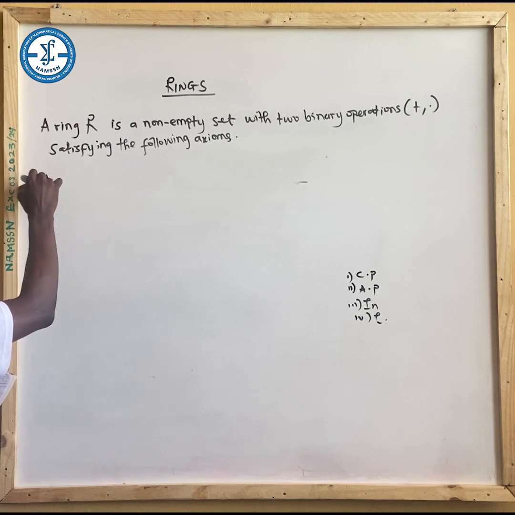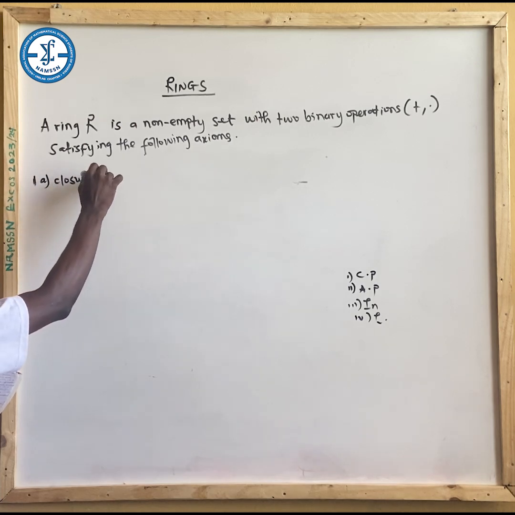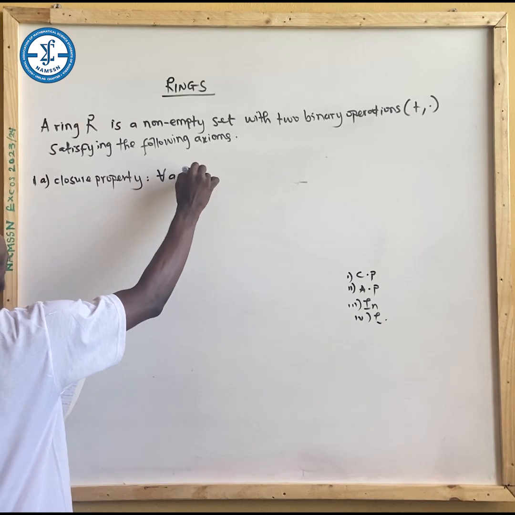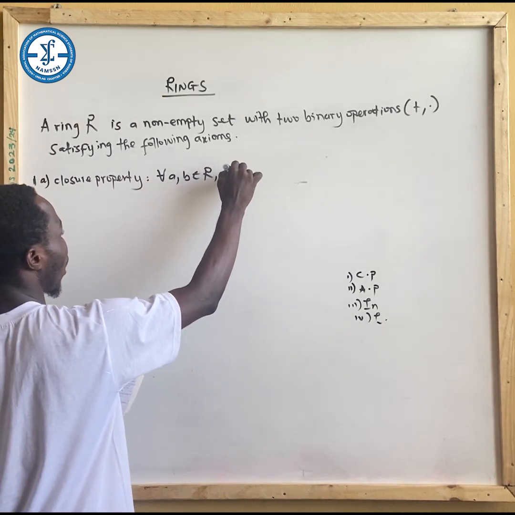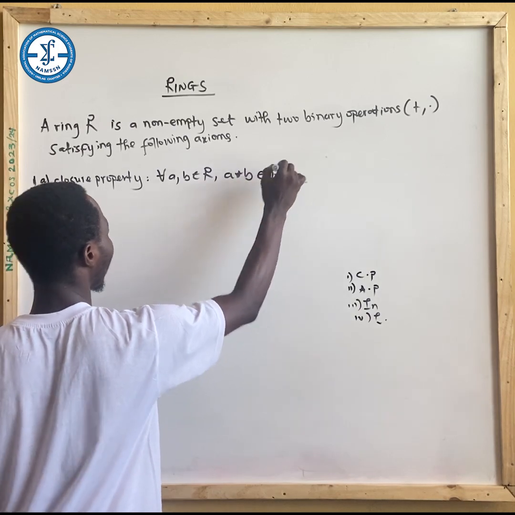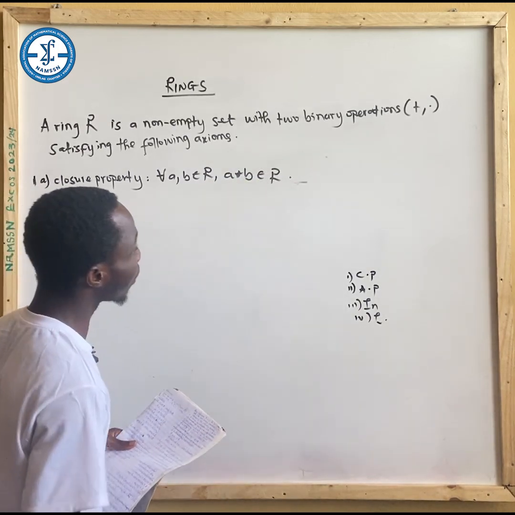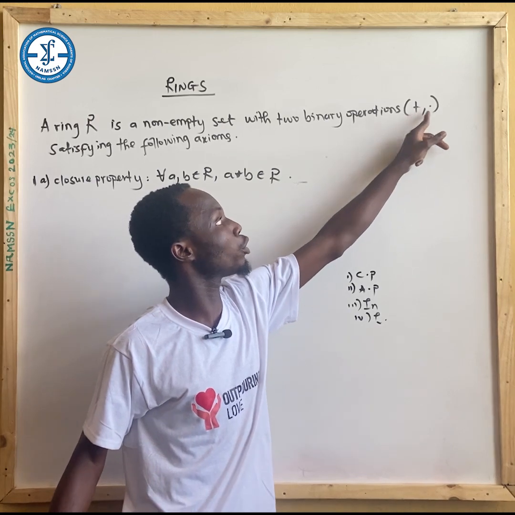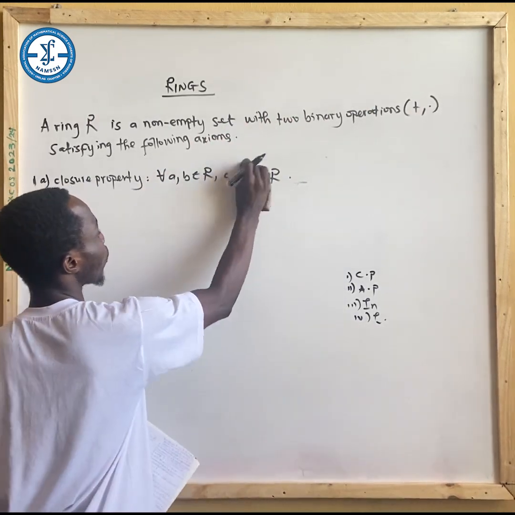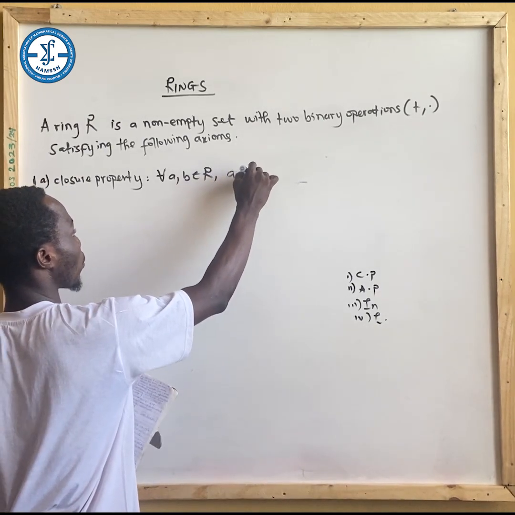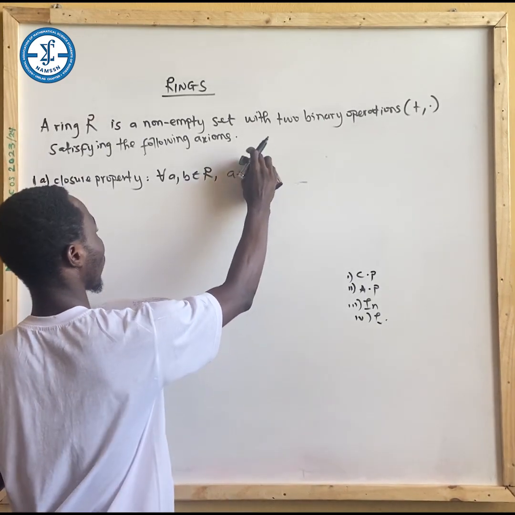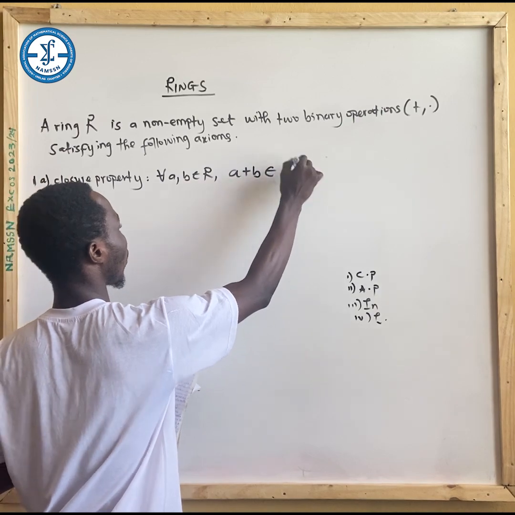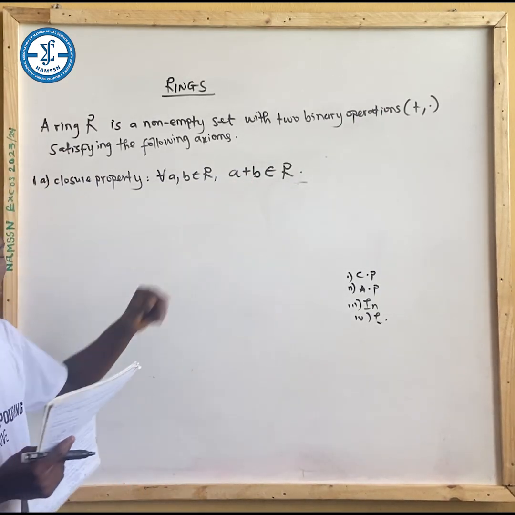So the first one, let me call it 1a, is the closure property, which says that for all a, b in R, a star b is also in R. Now, since the operations we are looking at in a ring are addition and multiplication, my operation here has to also be defined as: a plus b is in R. This is closure property under addition.